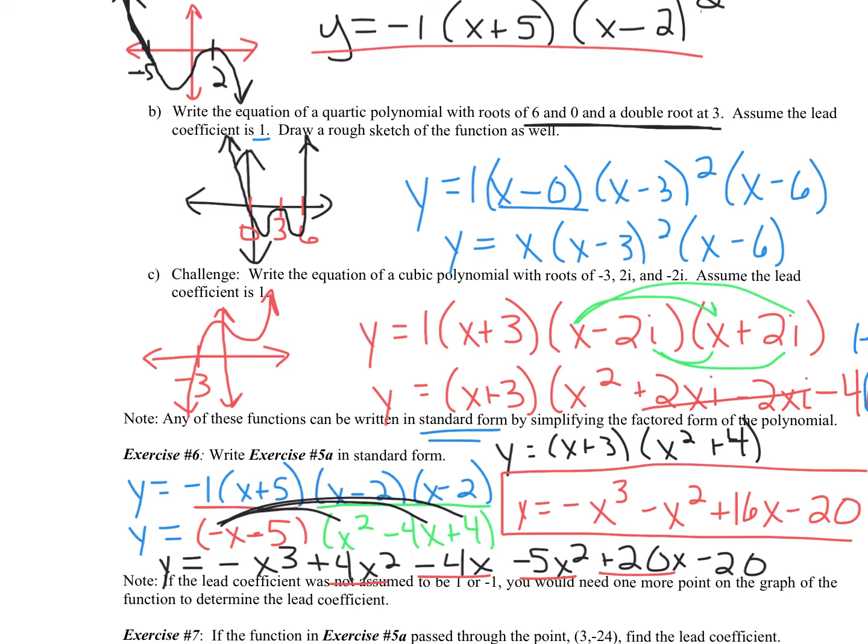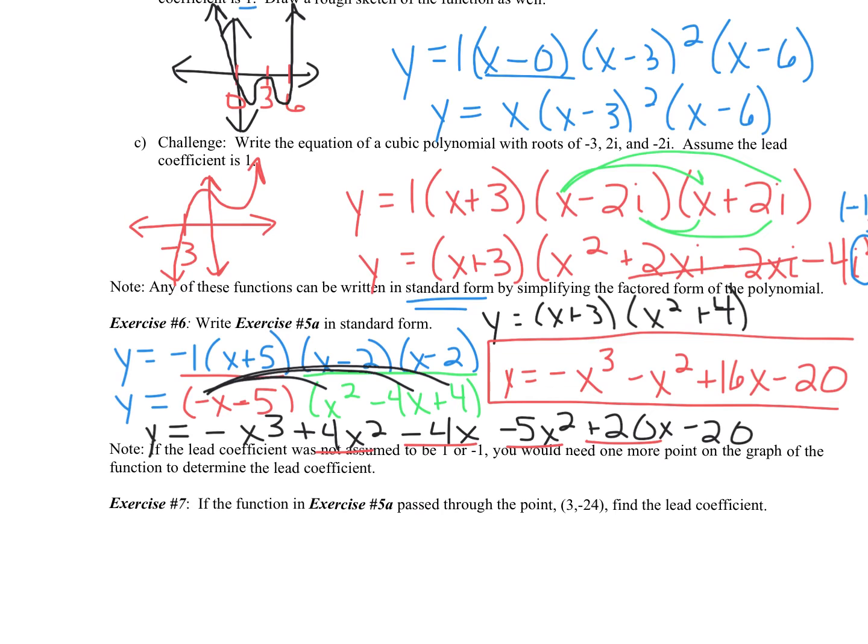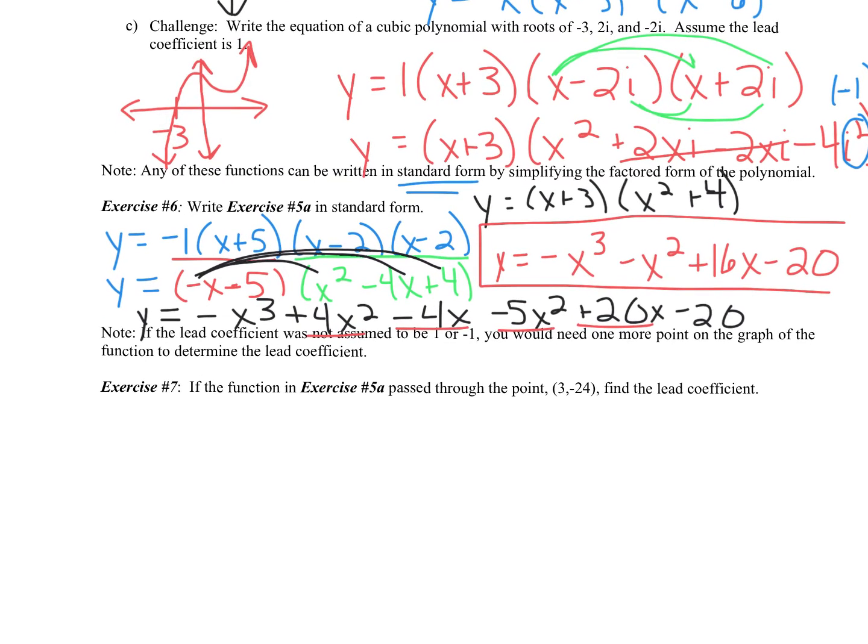So something else, which is on the next one that we did, is how to find the actual equation when you don't know what the lead coefficient was. On all the ones above, we said it's either 1 or negative 1 and just kept it simple. What we would need to know the actual number in front is one more point on the graph. So for example, it says, if the function in exercise 5a passed through the point 3, negative 24, find the lead coefficient. So basically, this is telling me how stretched out the graph is from the y-axis.